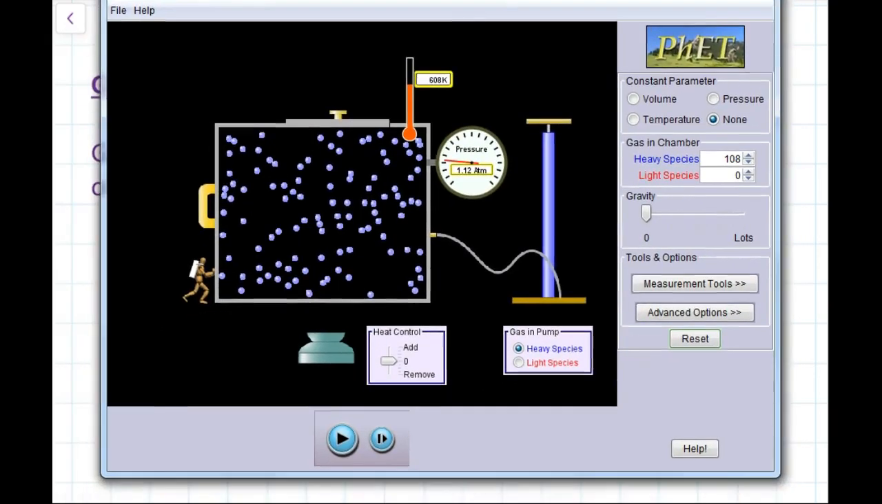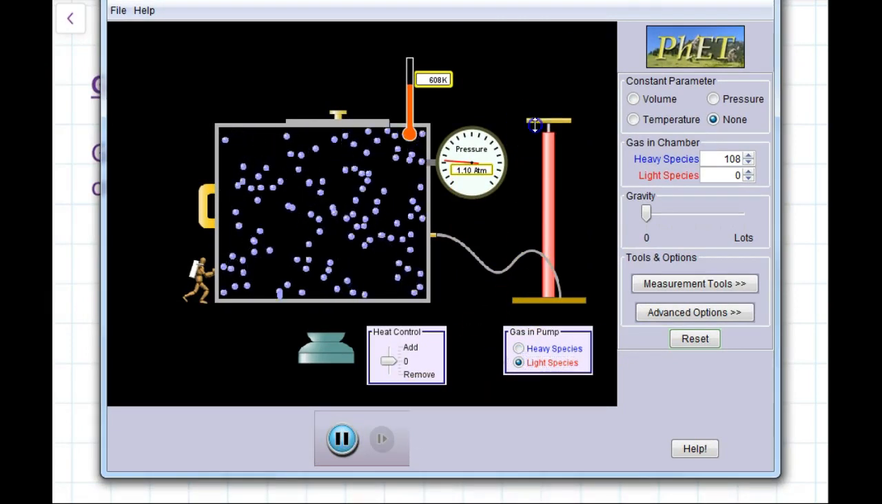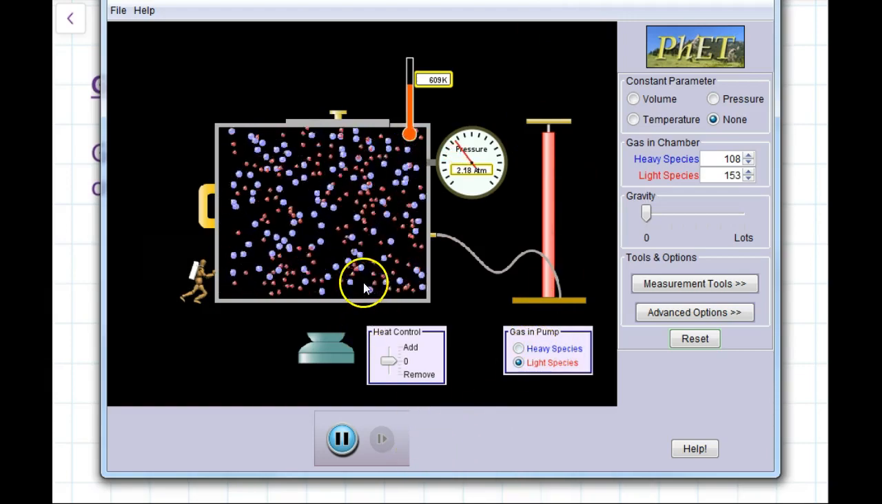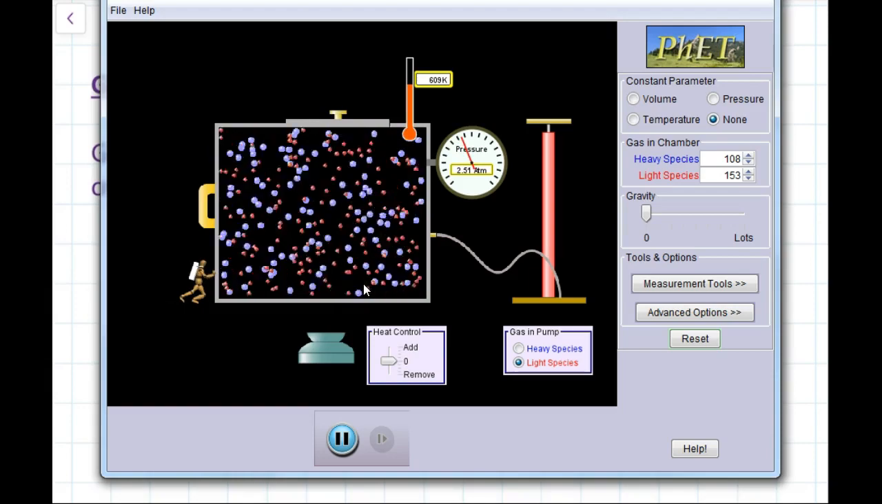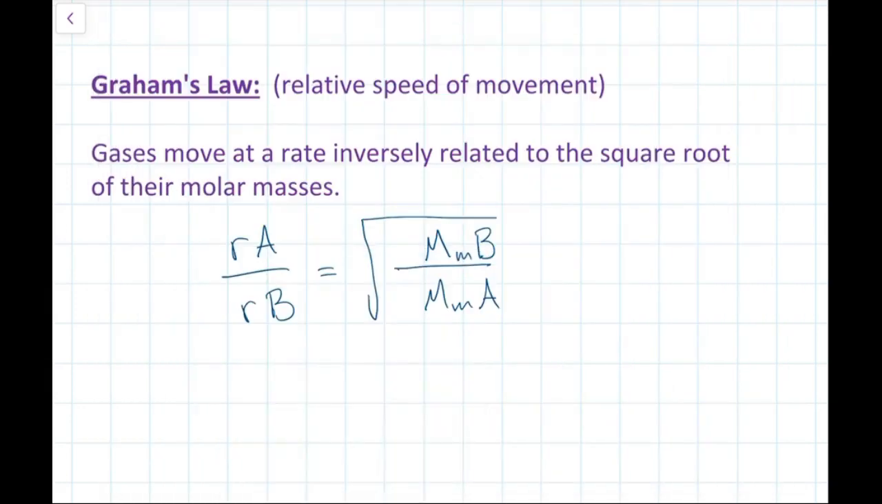If we go back to our little picture here, if I mix in some light gases, you're going to see that at the same temperature, the little pink ones that are smaller are moving a lot faster, right? So they have the same kinetic energy, but they have a much faster velocity, or rate, which is what R, we're using R in this case.